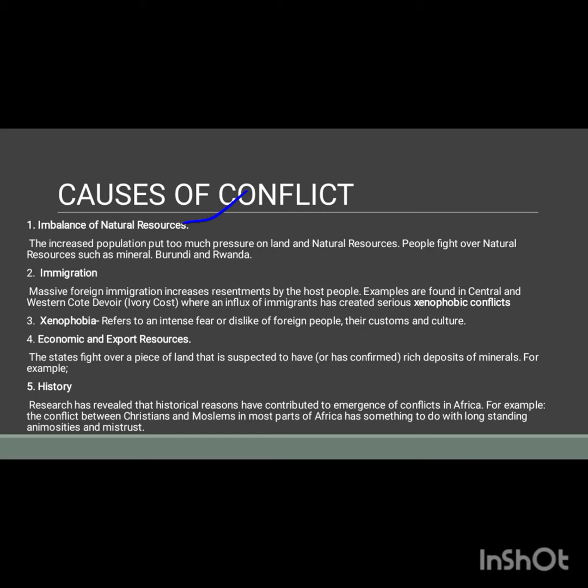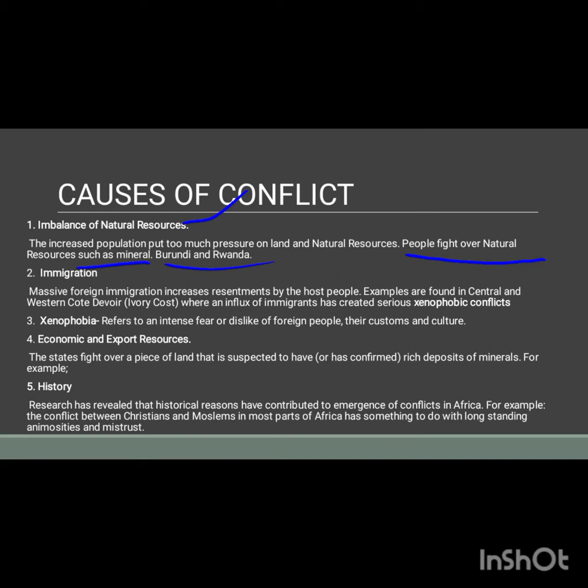For example, the increased population puts too much pressure on land and natural resources. People fight over natural resources such as minerals. An example is that of Burundi and Rwanda. They fight over what? Natural resources. For example, copper. Copper is mainly found in what? In Copper Belt province.